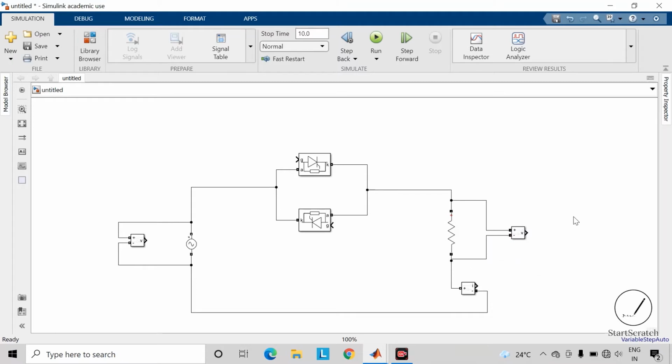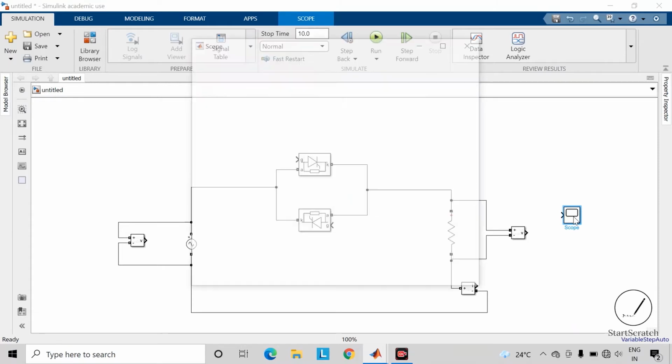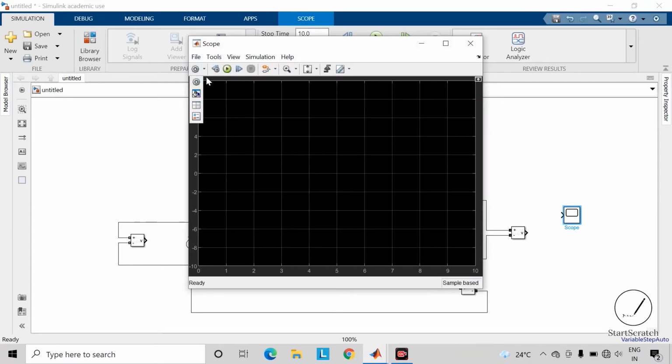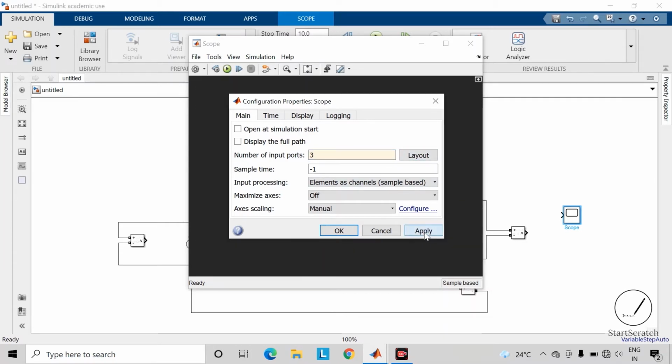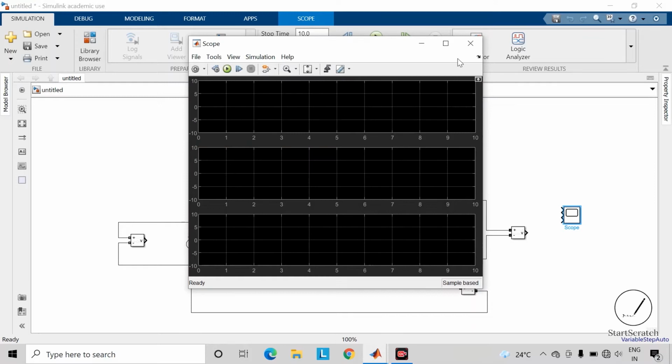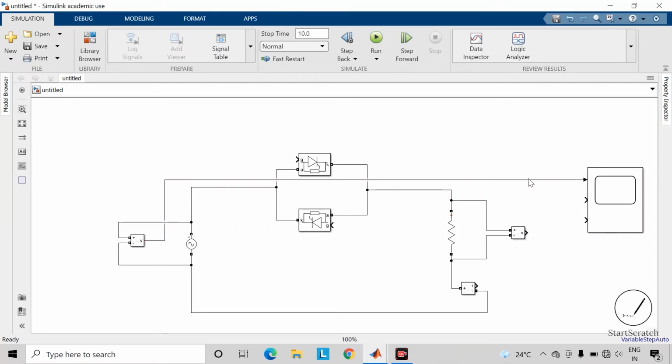Take the scope so as to view the waveforms. Change here the number of input ports. Connect these signals to the scope block. We can give name to each signal.